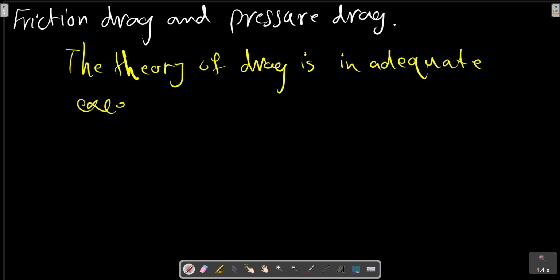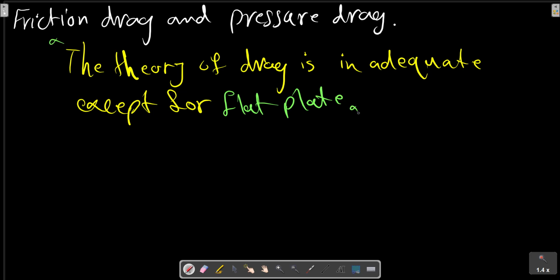Except for flat plate. This is because of flow separation. Boundary layer theory can predict the separation point but cannot accurately estimate the pressure distribution in the separated region.